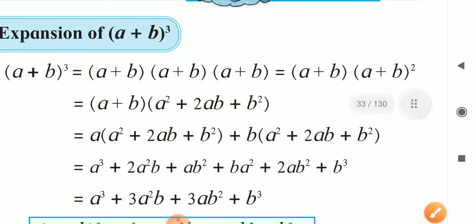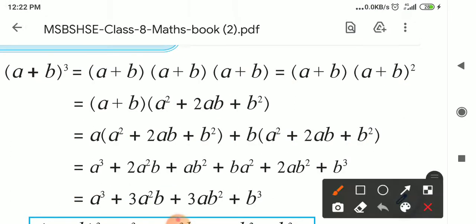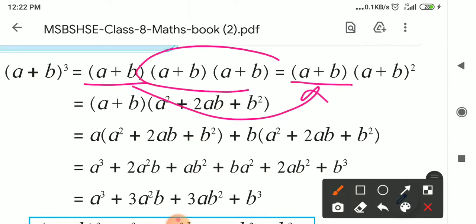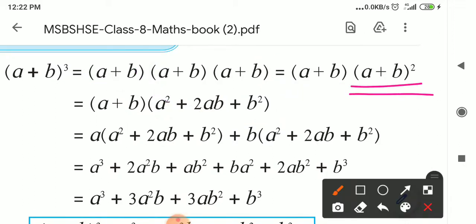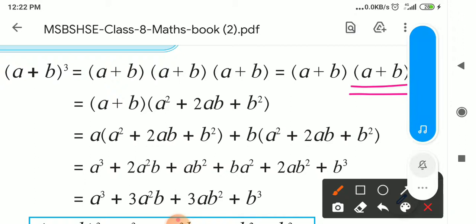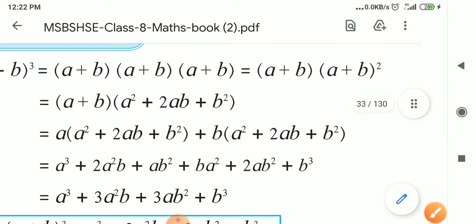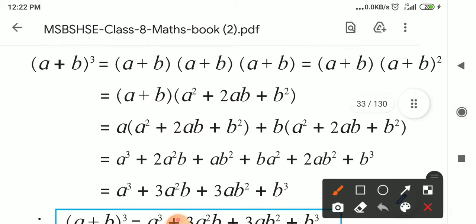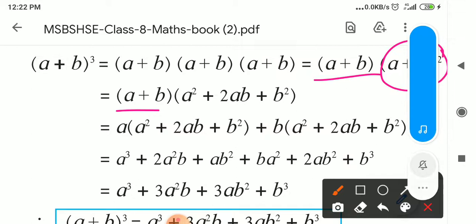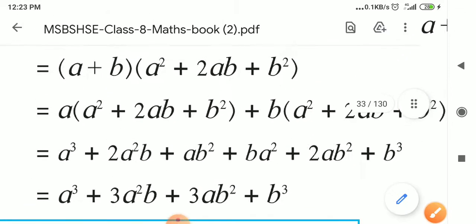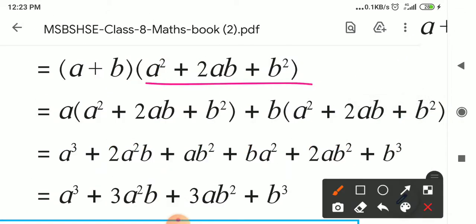Next, what we have to do here: keep one (a + b) as it is, and the multiplication of the other two is (a + b) whole square. Again, the next step is that you keep this (a + b) as it is, and expand (a + b) whole square, and as you know, the expansion of (a + b) square is a square plus 2ab plus b square.